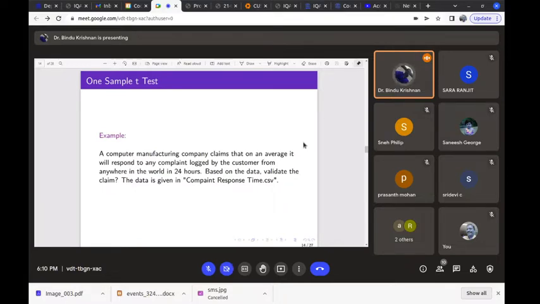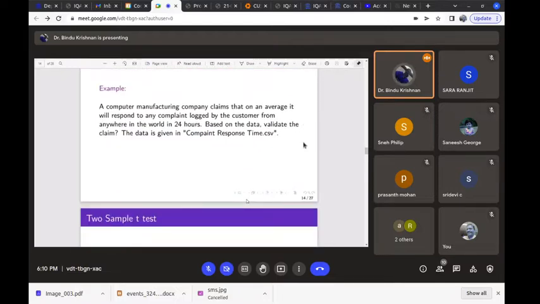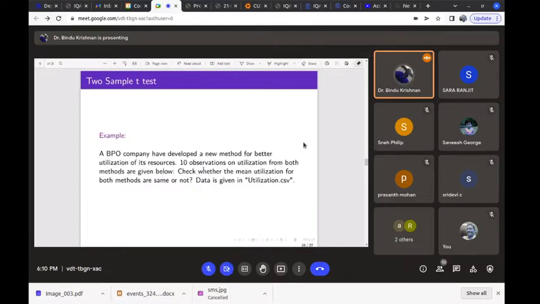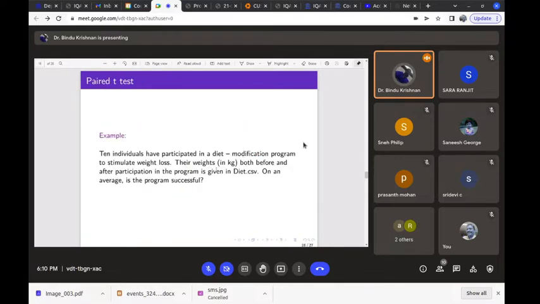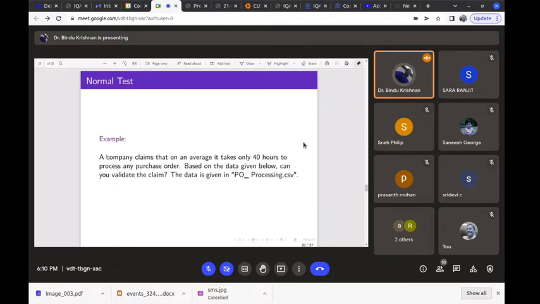So in the previous exercise also, I used only nearly 30 samples, and today also I am going to use only 10 observations. But while moving to normal distribution, normal test, we will take the case of more than 30 samples. Okay.